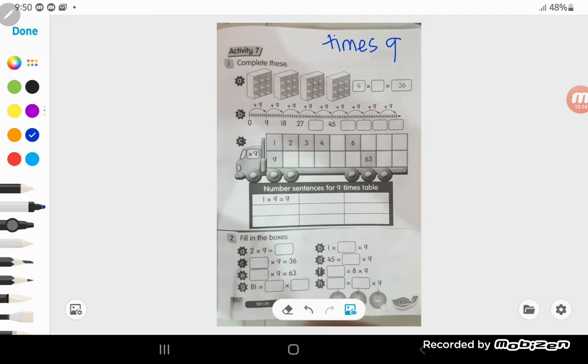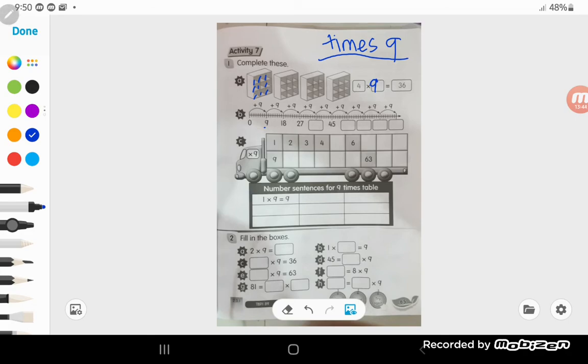Activity 7 is about times 9. Sifir 9. Okay, so this one is about times 9. Okay, 4 times what? What is the each group? How many? 1, 2, 3, 4, 5, 6, 7, 8, 9. So you put 9. Why 9? Because this one is about times 9. This one is about the number line for times 9.